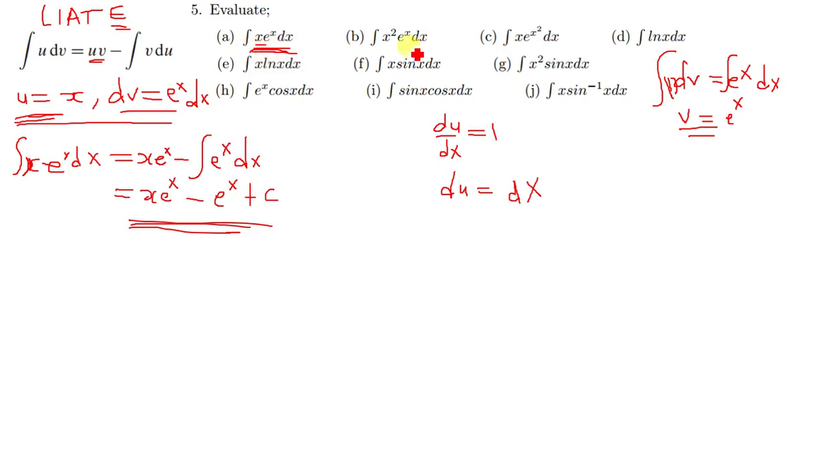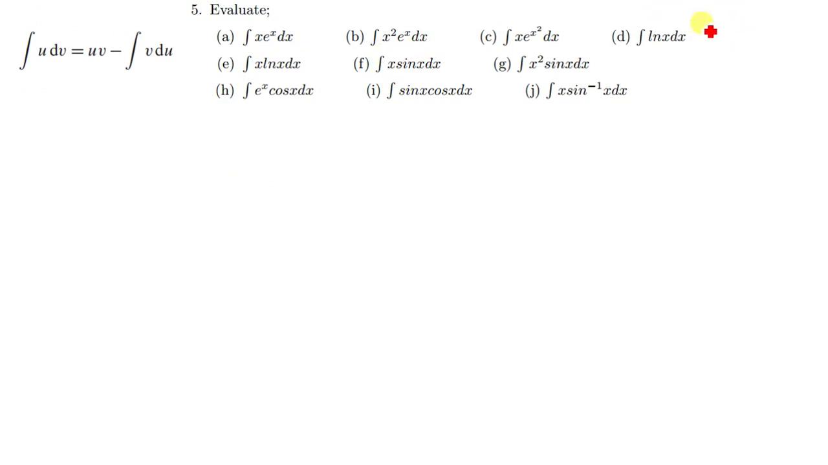So we move on to the next question. Let us keep this one, which is x e to the power x minus e to the power x, because it may be useful on the second question here. So I'm keeping that. It was like this: x e to the power x minus e to the power x, plus c.